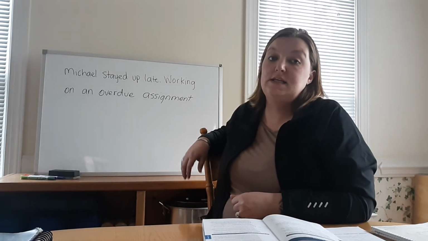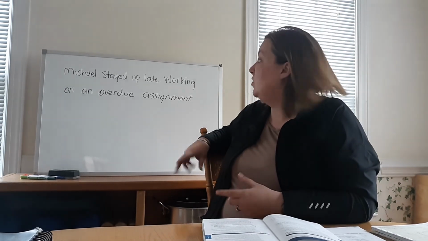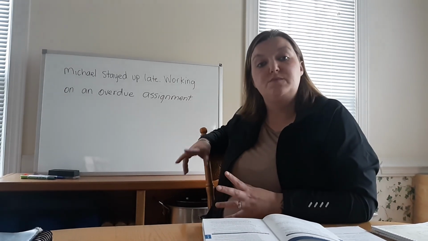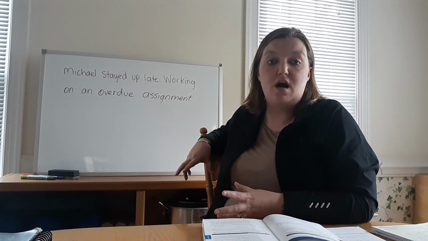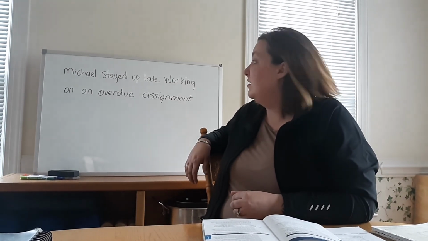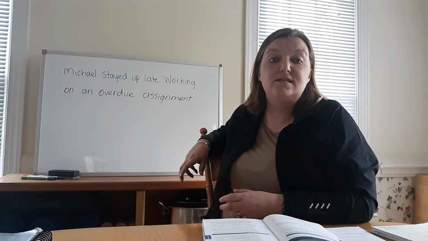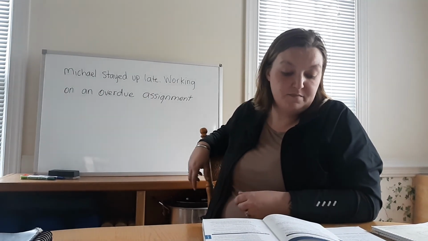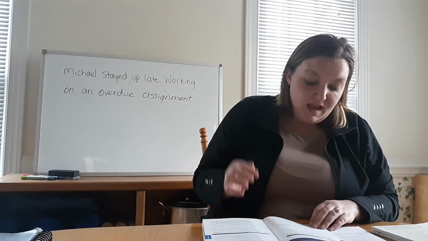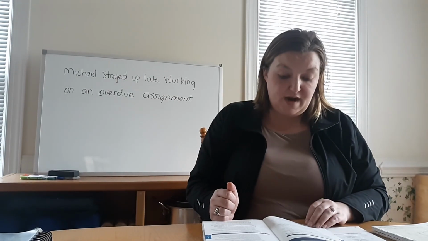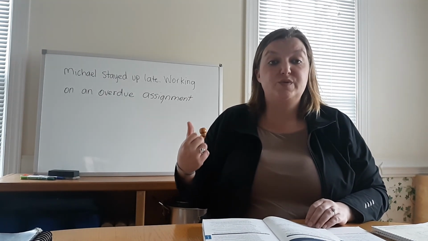I automatically see an issue with this. The first part sounds fine. Michael stayed up late. You have a subject, you have a verb or a predicate, and you have a complete thought. But the second part, working on an overdue assignment, that's not complete. There's something missing from that. So that would be called a fragment. Now, a fragment can often be corrected by simply rejoining it to the sentence from which it was separated.